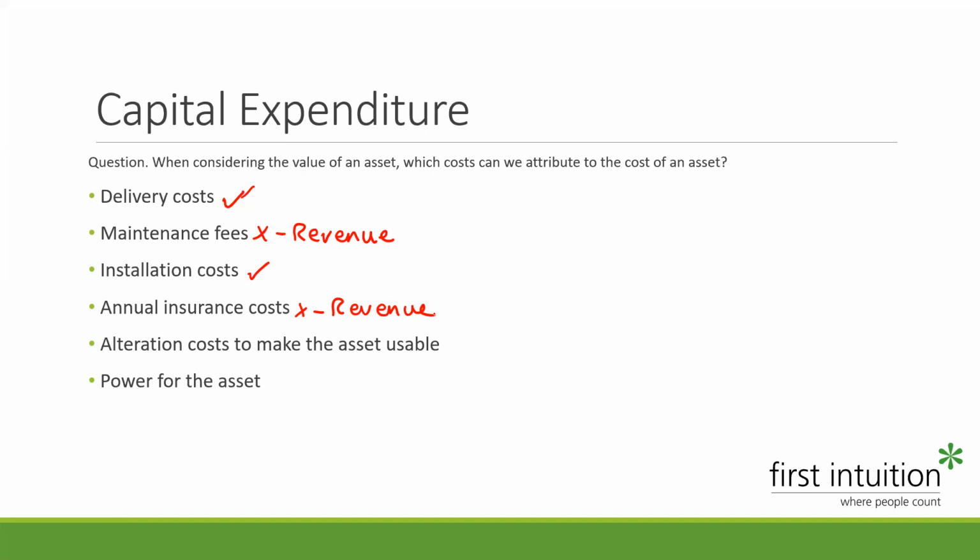Okay, number 5, alteration costs to make the asset usable. Now again, this is going to be capitalized. Again, let's just run that trail of thought in our head. We do need to pay this cost to get this asset to us and in workable condition. So the clue in that one is in the description, alterations to get the asset usable. And then the bottom one, power for the asset. Obviously, we can see a pattern emerging here. We aren't going to include that, and that is revenue expenditure.